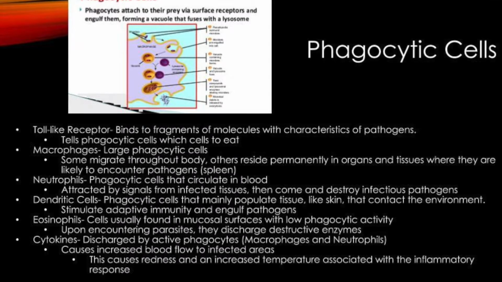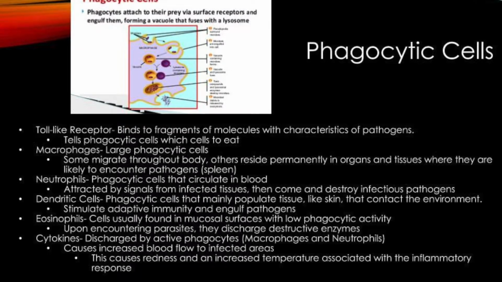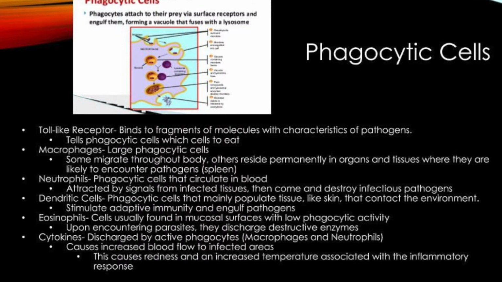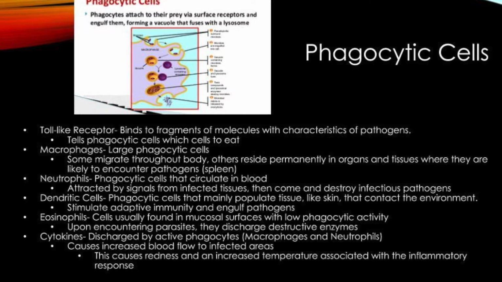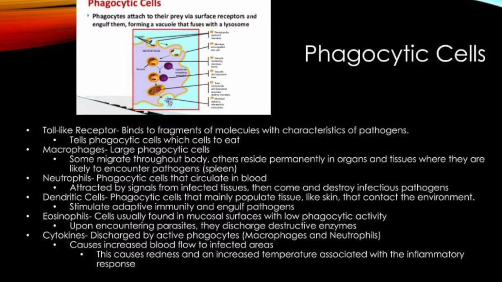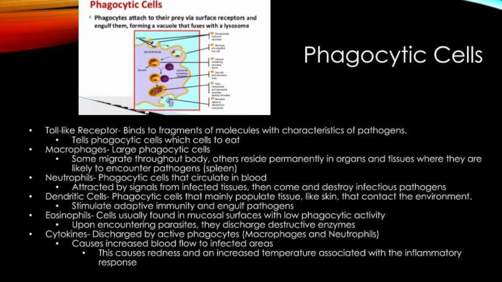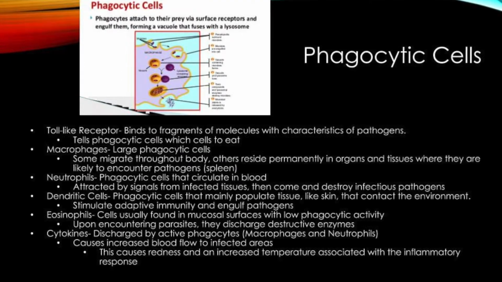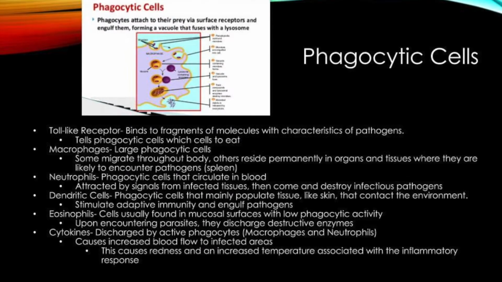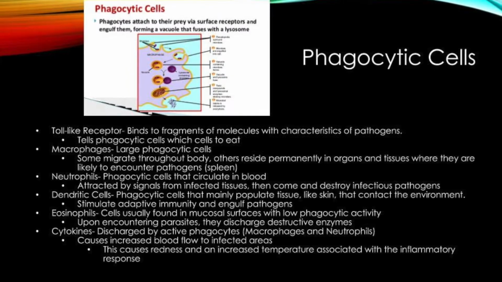Neutrophils are phagocytic cells that circulate in the blood, attracted by signals from infected tissue. Then they come and destroy infectious pathogens. Dendritic cells are phagocytic cells that mainly populate tissue like skin that contact the environment. They also stimulate adaptive immunity and engulf pathogens. Eosinophils are cells that are usually found in mucosal surfaces with low phagocytic activity. Upon encountering parasites, they discharge destructive enzymes.